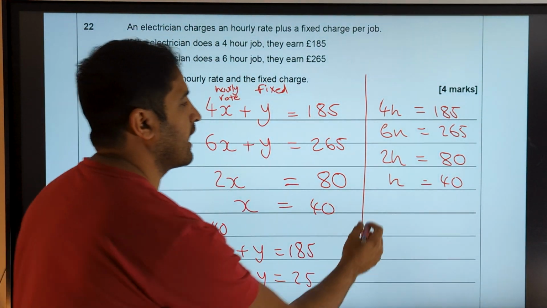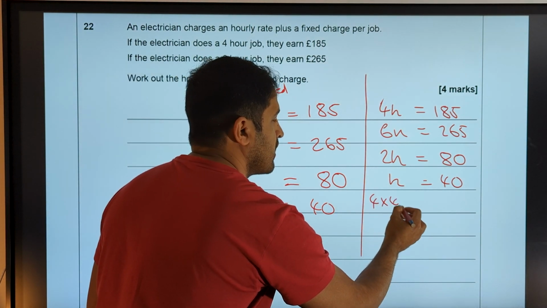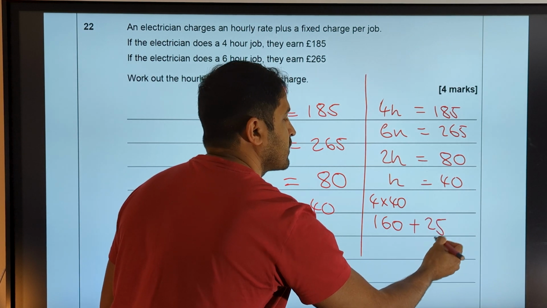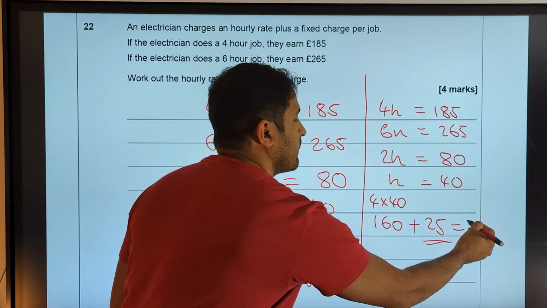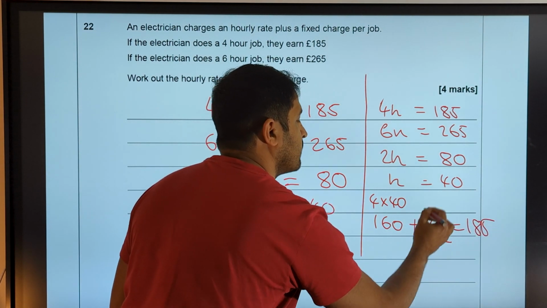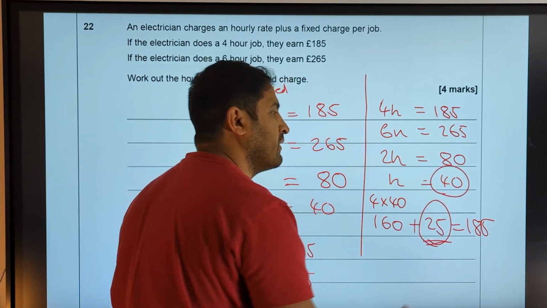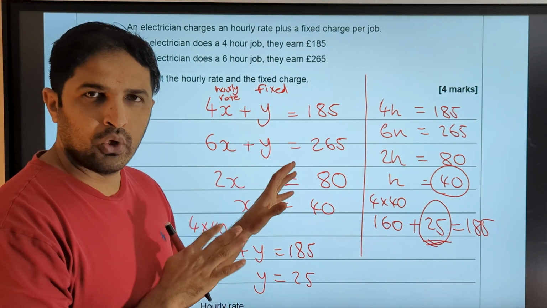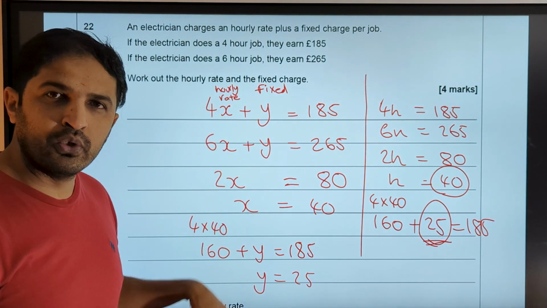Once you've done that, 1 hour is 40 pounds. We're doing the same thing again: 4 lots of 40 gives you 160. Plus we need an extra 25 pounds to get that 185. So that's the fixed rate, and that's your hourly rate. As long as you show every single thing that you do, you would get marks. You don't have to use x and y.